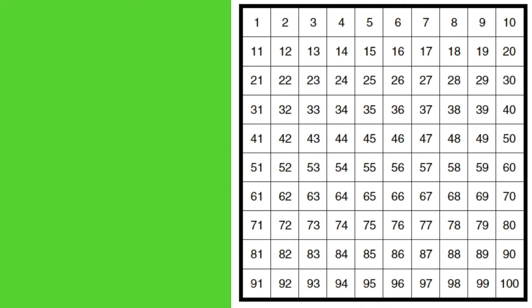Now let's say that instead of 70 minus 20, we have the subtraction sentence 70 minus 30. How many rows would we move? Yes, we are subtracting 3 groups of 10, so we move up 3 rows. And what number did we land on? Correct! We landed on 40. So, 70 minus 30 is equal to 40.